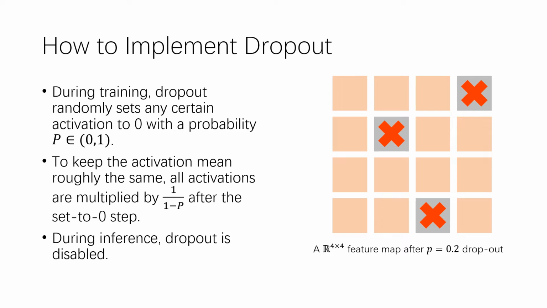red crosses on them. After we set some neurons or activations to 0, there is one thing to do, which is to keep the activation mean roughly the same. To do so, all activations are multiplied by 1 over 1 minus p after the set-to-0 step, so that you'll have the average of the feature map roughly the same before and after the dropout step. During inference, dropout is disabled, which means that the set-to-0 step and also the multiplication will not happen.